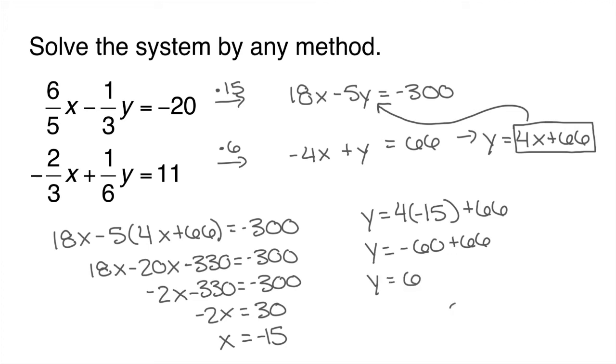So we found the solution, negative 15, 6. By substituting negative 15 for x and 6 for y into both of the original equations, we find that this solution does satisfy both equations, and so our solution set is the set containing negative 15, 6.